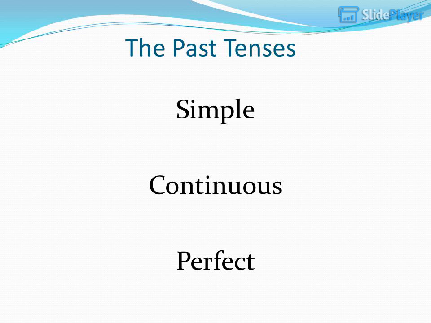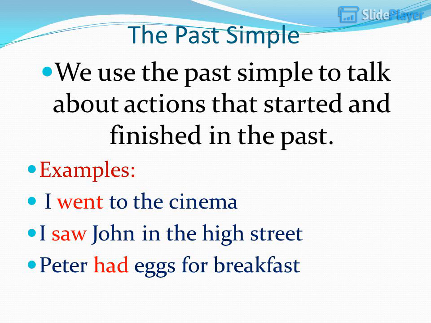The past tenses: simple, continuous, perfect. The past simple. We use the past simple to talk about actions that started and finished in the past. Examples. I went to the cinema. I saw John in the high street. Peter had eggs for breakfast.